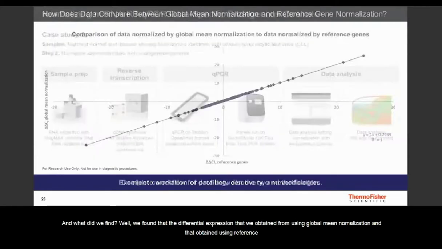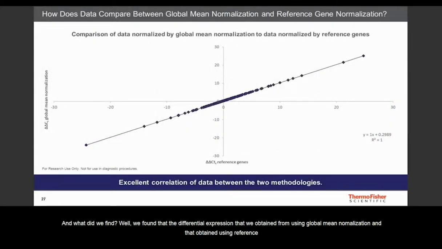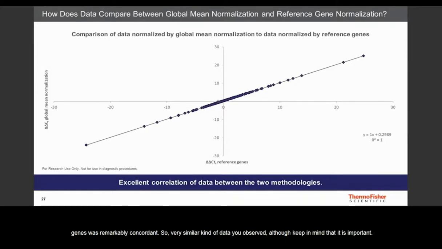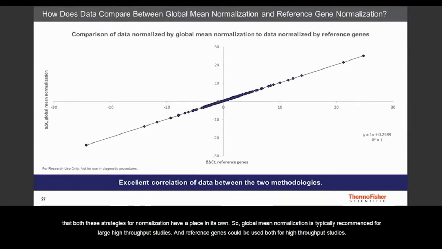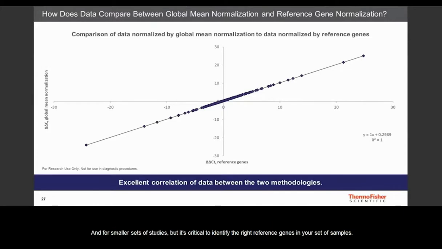And what did we find? Well, we found that the differential expression that we obtained from using global mean normalization and that obtained using reference genes was remarkably concordant, so very similar kind of data you observe. Although keep in mind that it is important that both these strategies for normalization have a place in their own right. So global mean normalization is typically recommended for large high throughput studies, and reference genes could be used both for high throughput studies and for smaller sets of studies, but it's critical to identify the right reference genes in your set of samples.